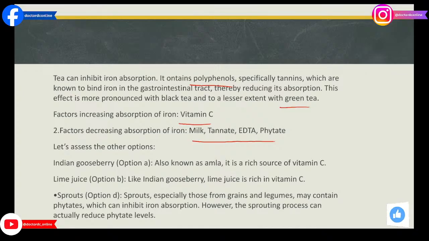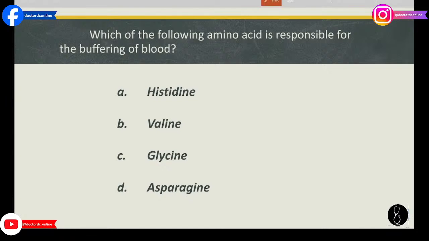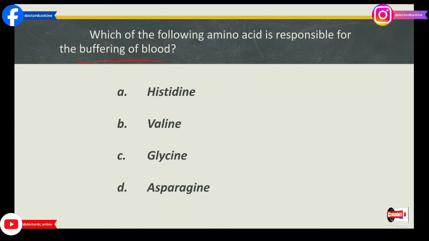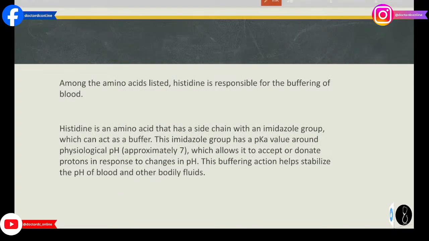In question 27, which of the following amino acids is responsible for the buffering of blood? Option A, histidine, option B, valine, option C, glycine, and option D, asparagine. Histidine, due to its imidazole group with a pK near physiological pH, acts as a buffer by accepting or donating protons, thus stabilizing blood pH. The correct answer is option A, histidine.